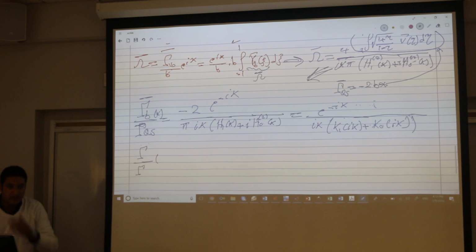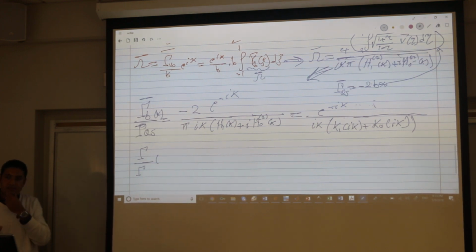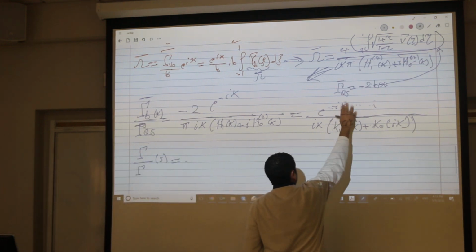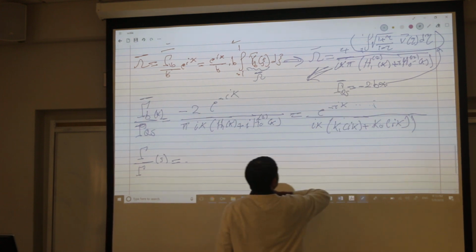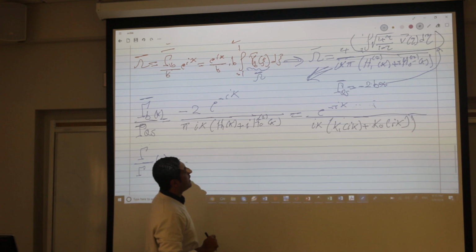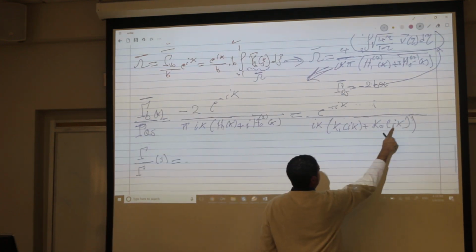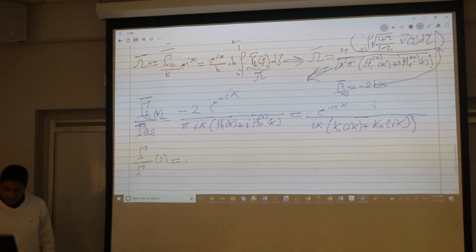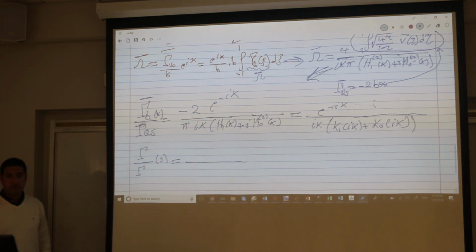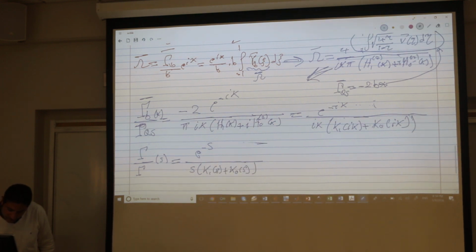So do you like it to be in s or p? I just don't want to confuse you. Do you like s for Laplace or p? S, yeah, but just keep in mind that we had s before as time. Okay, I'll do it here. And just keep in mind that k is omega, right? So this is e to the negative iω, right? This is iω, iω, iω. Can you give me the transfer function in s? What will you do? Replace iω with s. Very good. So this is e to the negative s over s, K1(s) plus K0(s). Immediately we get the transfer function in the Laplace domain.